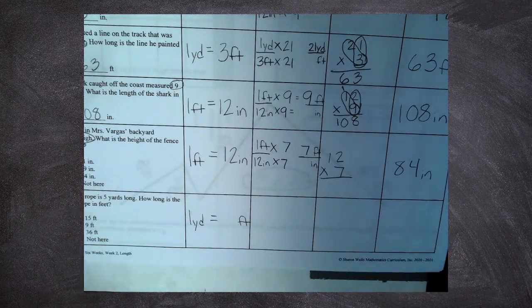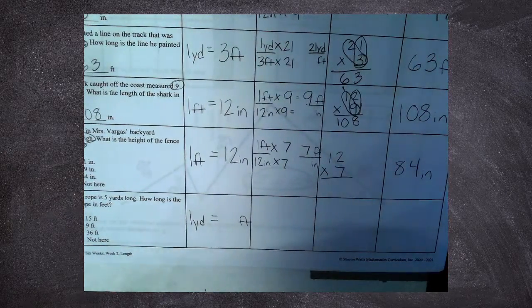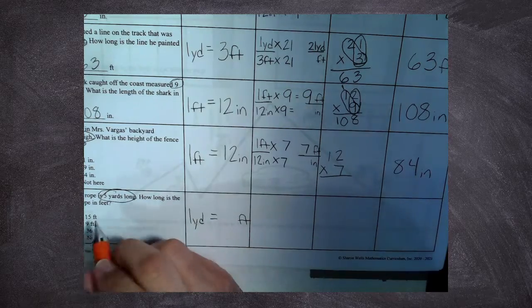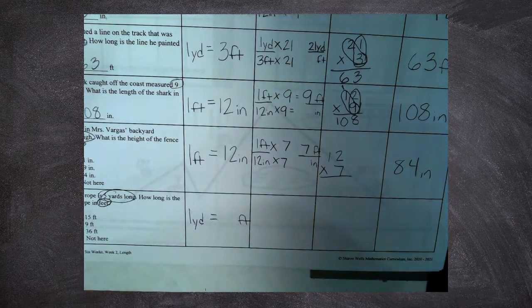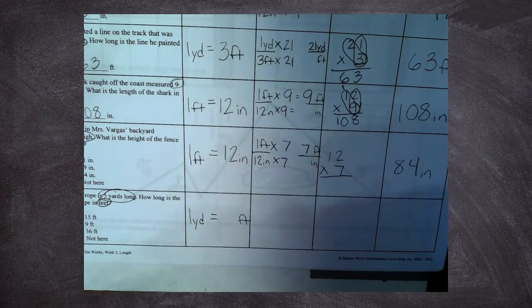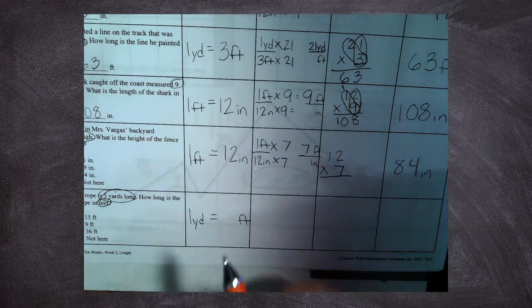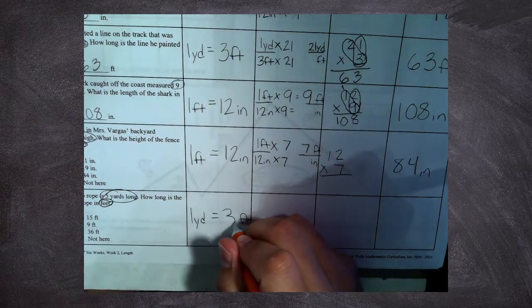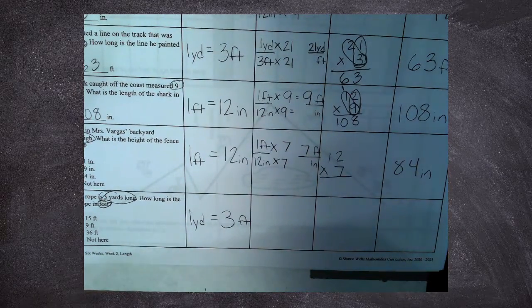Question 5. Jump rope is 5 yards long. How long is the jump rope in feet? So they know it's 5 yards, but they want to know in feet. Our equivalent measure about yards and feet is that 1 yard is equal to 3.